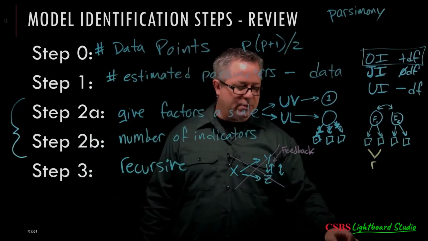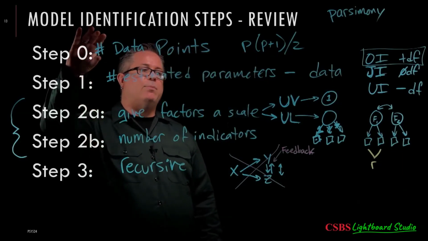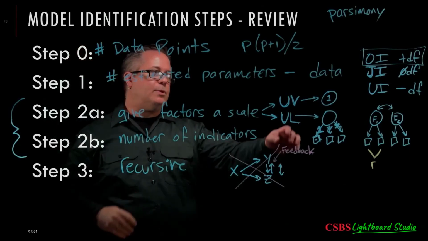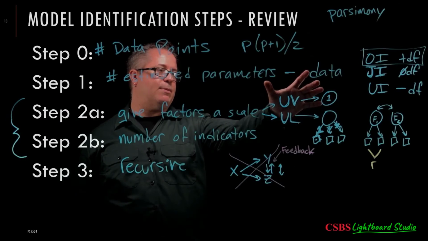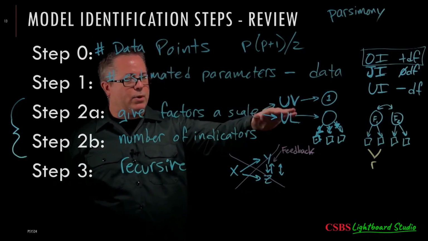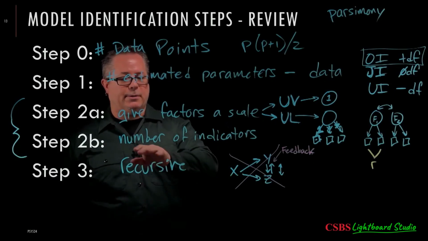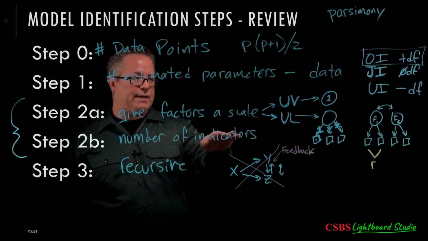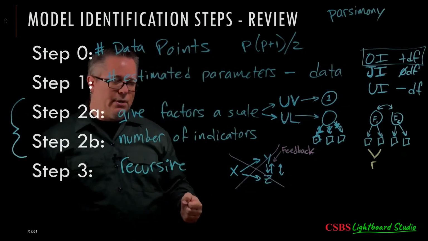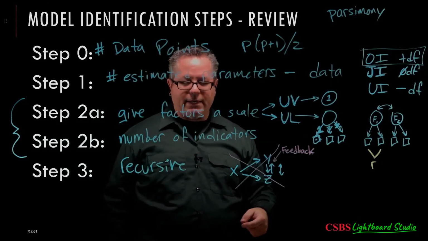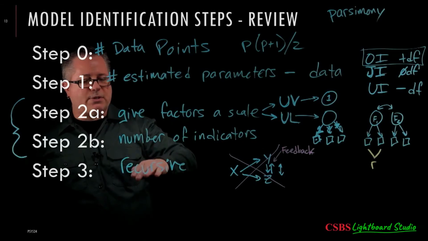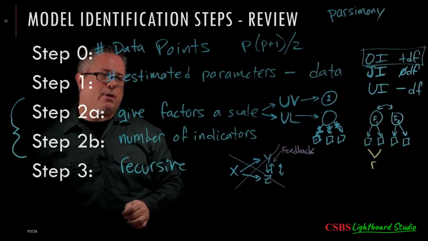All right, so those are the steps. You need to know the number of data points you have. You need to be able to figure out if you have more data than parameters, or at least the same number. You have to be able to give the factors a scale, make them quantifiable, numeric. You need to make sure they have enough indicators so that they actually work as factors, that they are decent factors supported by enough indicators. And then you have to make sure that the model is recursive. If you have all these things together, then the model is identified.